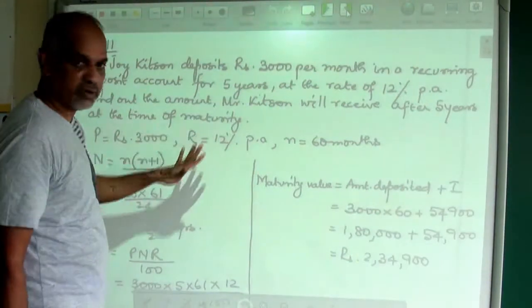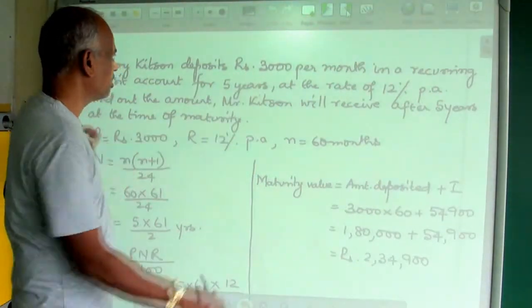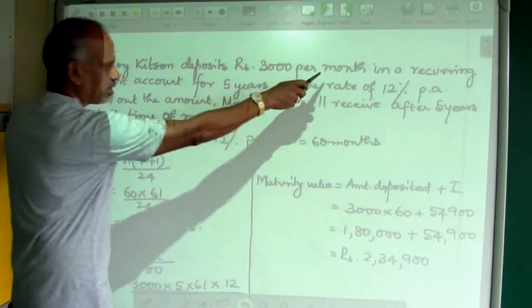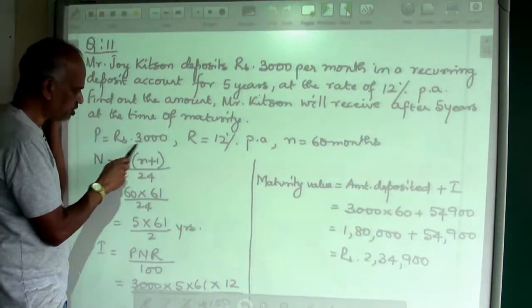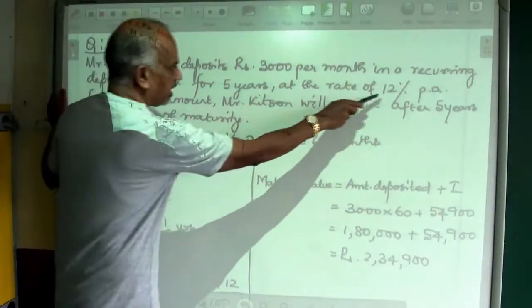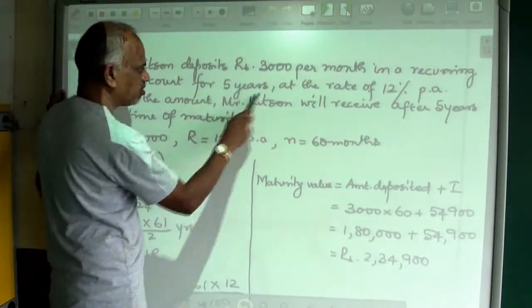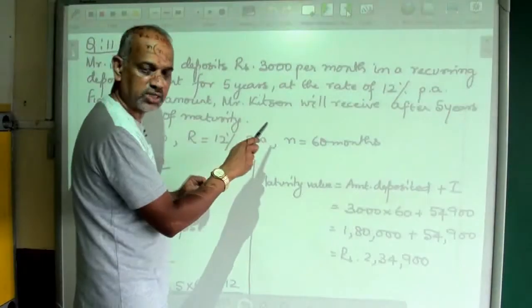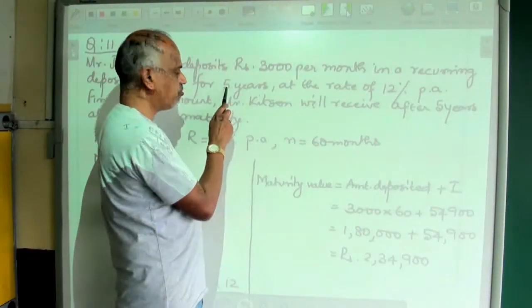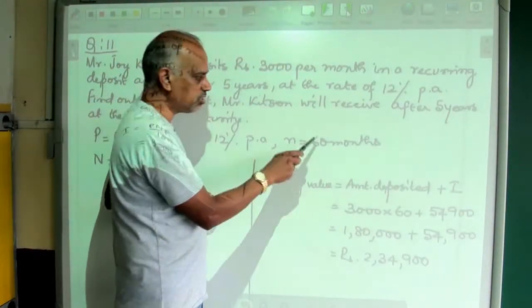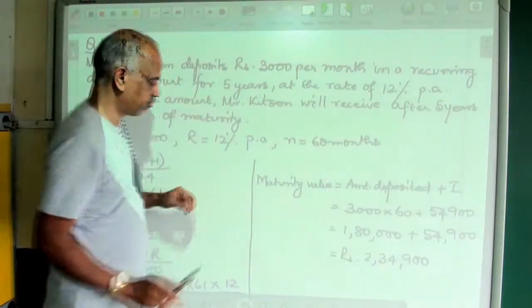So let's write down the data that is given in the question. First one is rupees 3,000 per month. That becomes the principal, rupees 3,000. And then rate given is 12% per annum. And the time given was 5 years, but you have to write it in months. So small n is 5 into 12, that will give you 60 months is the time.